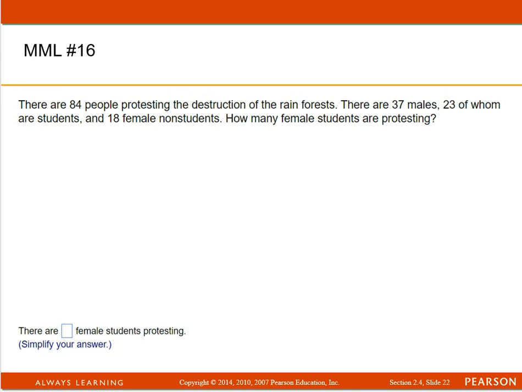Okay, this one I'm actually going to do a table on because it tells me there are 84 people protesting the destruction of the rainforests. There are 37 males, 23 of whom are students, and then 18 female non-students. So they're talking about males and females and students and non-students, and so I thought a table would make more sense for this.